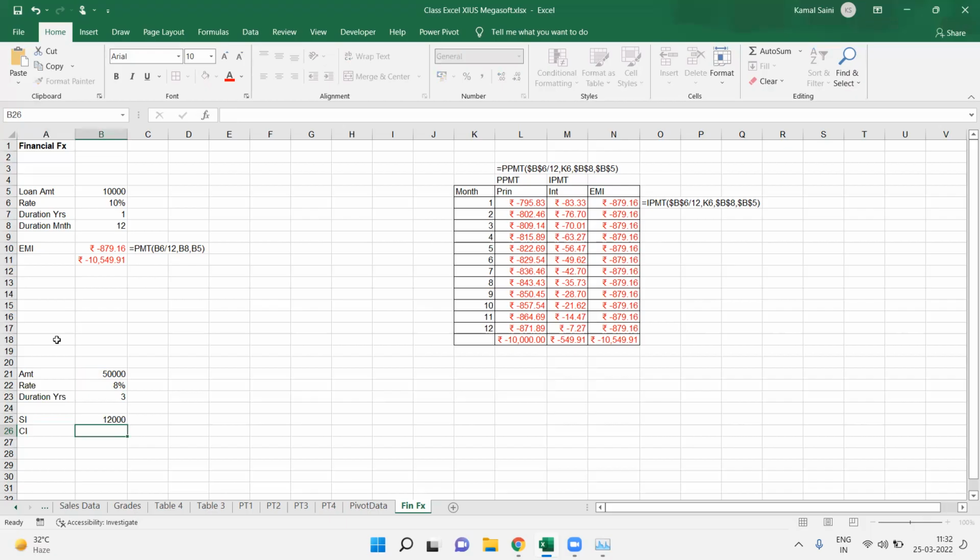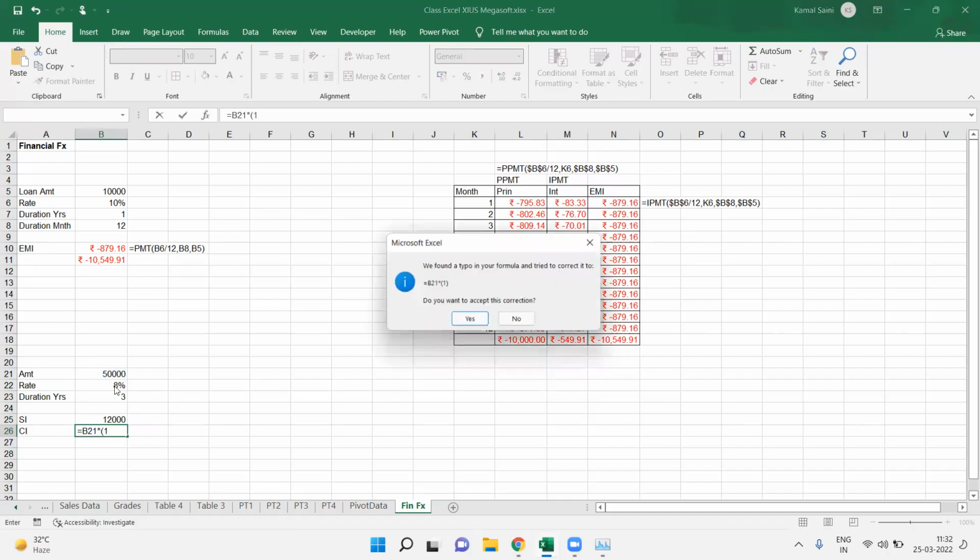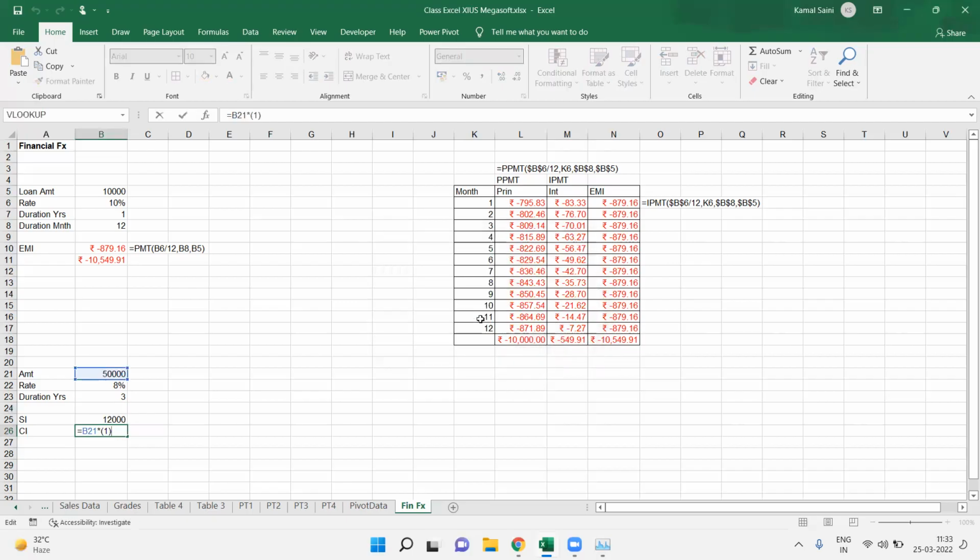The formula is equal to principal into 1 plus rate of interest, whole to the power number of years. And we need to subtract the principal value from that. That will give you the compound interest part, because this part only will give you the amount. Amount minus principal is your compound interest.